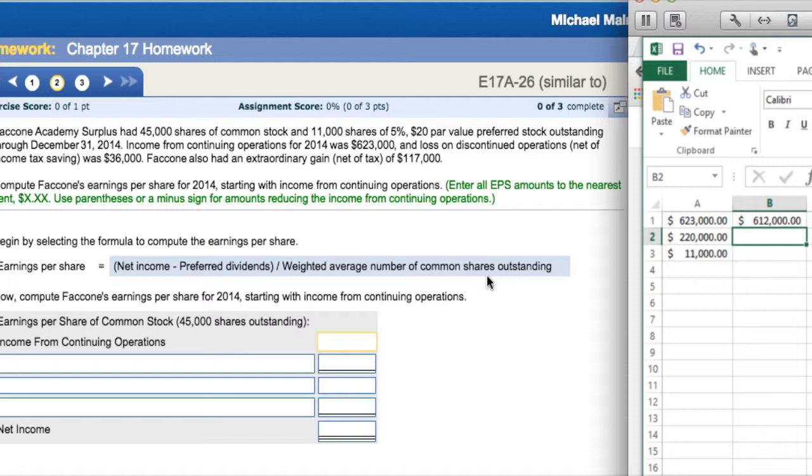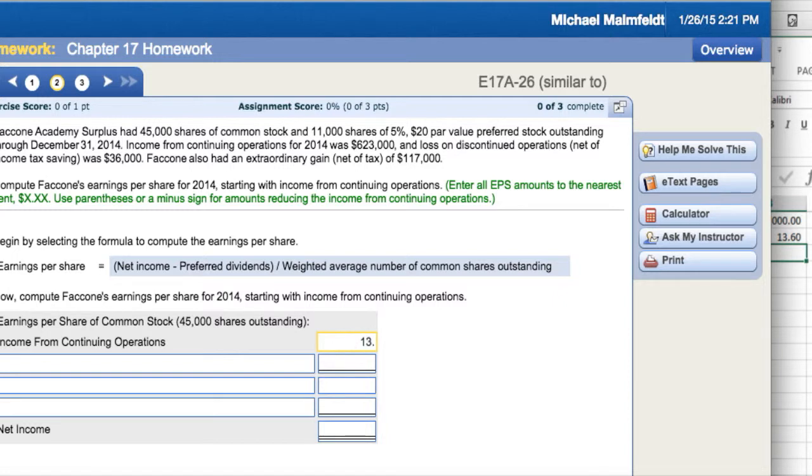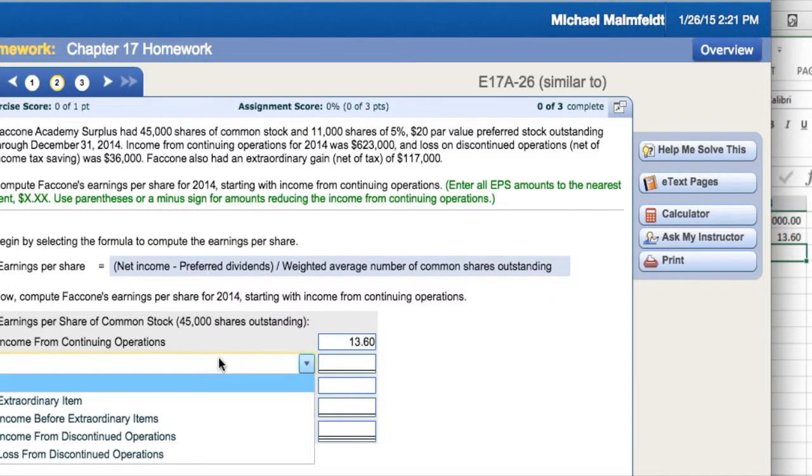Okay, so that's the first part of the equation, and then I have to divide that number by the weighted average number of common shares outstanding, which in this case is just the one number that they gave us for shares outstanding. So for this cell, I'm going to go equals this number I just figured for the first part of the equation divided by the 45,000 shares outstanding, and that gives me $13.60 per share. Okay, so that goes in that first box.